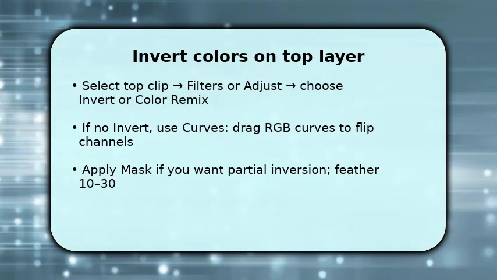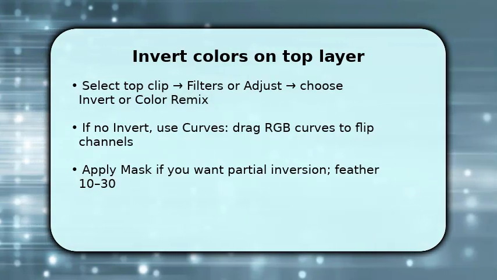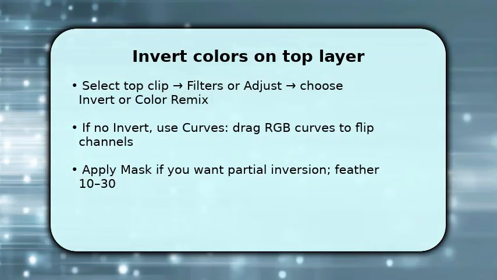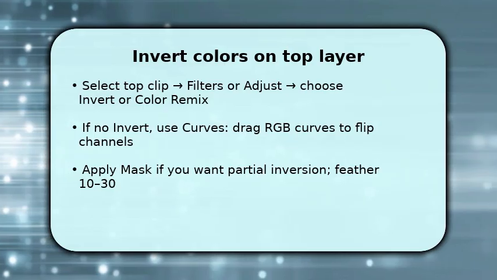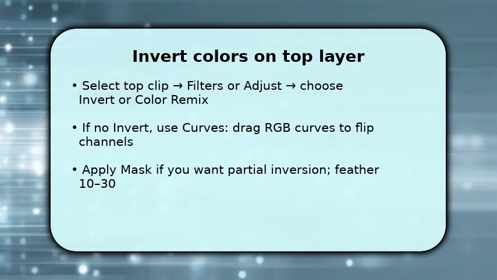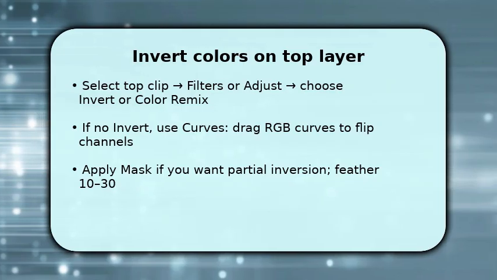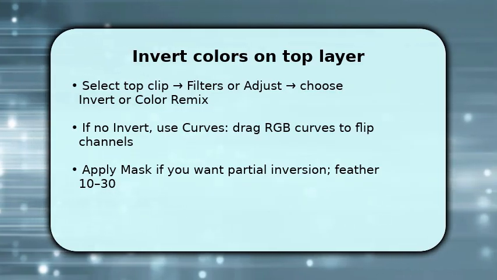You now convert the top track into an inverted color version. If CapCut offers a direct invert filter, apply it. If not, use curves or color remix to reverse R, G, B channels, pull highlights to shadows and vice versa.